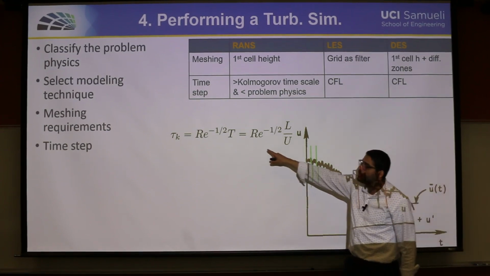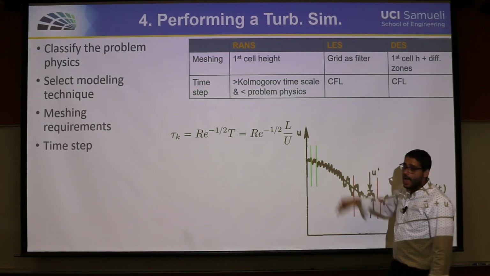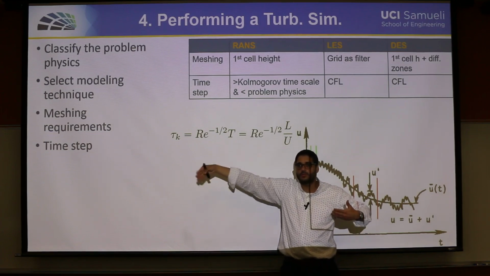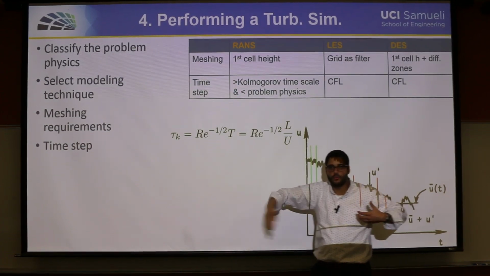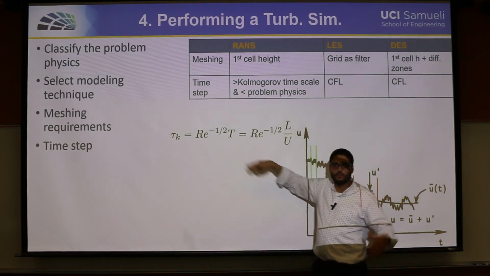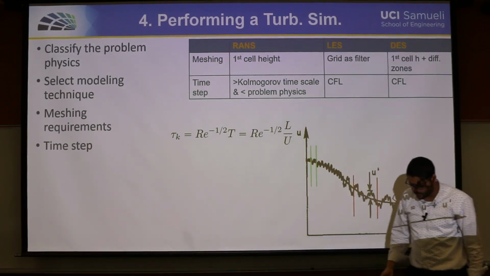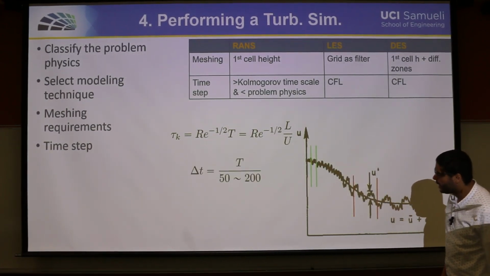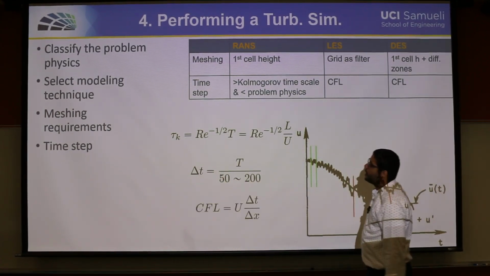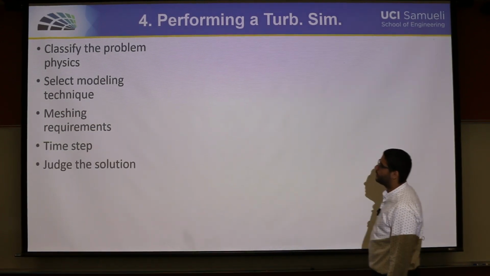It's defined as your Reynolds number to the power negative half, or 1 over the square root of your Reynolds number, multiplied by t, the time constant or the time period of one single motion, or one single period of your problem. And that t could be expanded, considered as L over U, as we defined at the beginning of the slides. And again, I like to take delta t to be equal to t over 50 to 200, and make sure that you are satisfying the CFL condition after this as well.